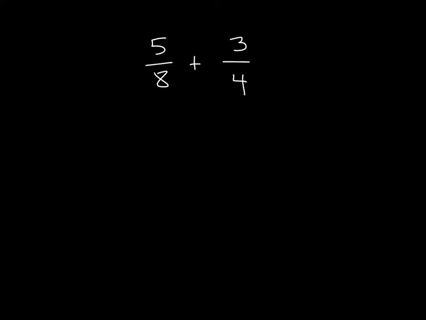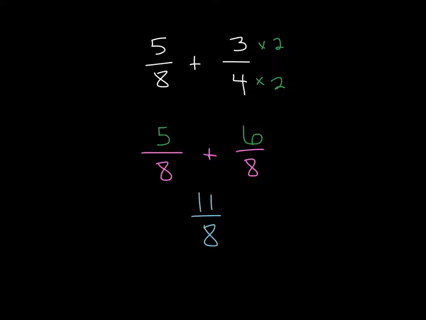Okay, we need a common denominator again because 8 and 4 are not the same. And 4 will go into 8, so that's going to be my common denominator. And this fraction doesn't change, or the denominator doesn't change, so neither does the numerator. The second one, we have 4 times 2 is 8, so we need to do 3 times 2, which is 6. Now 5 plus 6 is 11 over 8. Remember to keep the common denominator.